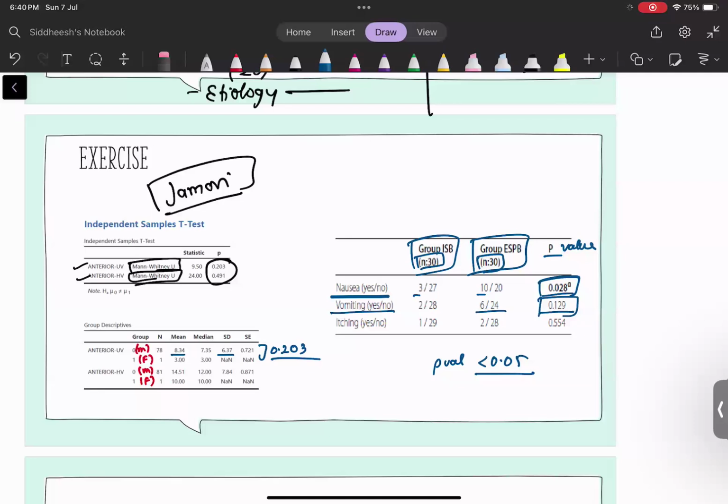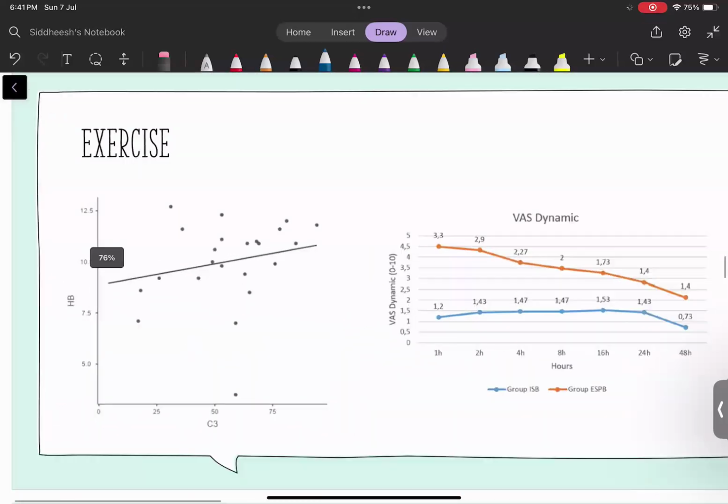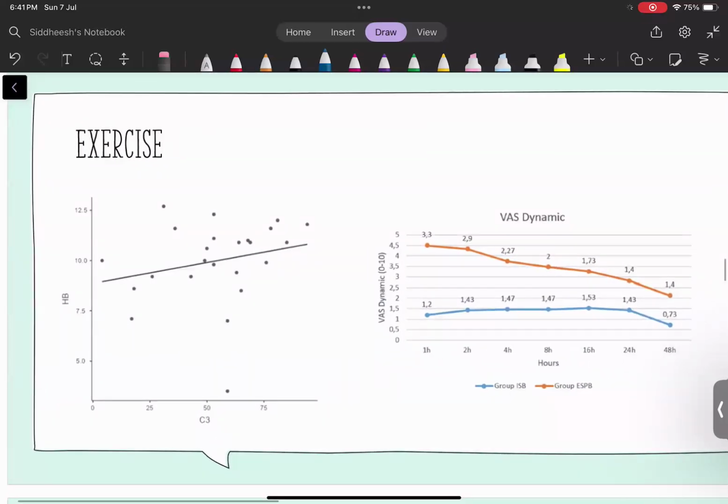For itching, out of 30, two patients are having itching, and in 28 there is no itching. That is what it is showing. Okay, now let me show you one more thing, the data presentation part.